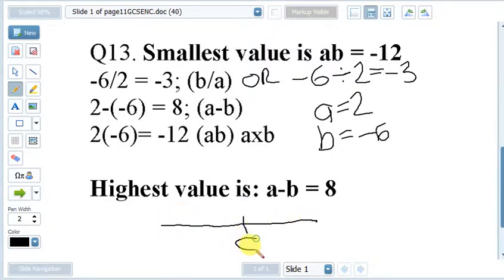Next one was a times b, or ab. a is 2 and b is negative 6. 2 times negative 6 is negative 12. So the smallest value is ab, which is negative 12, and the highest value is a take away b. Very well done if you managed to get full marks there.